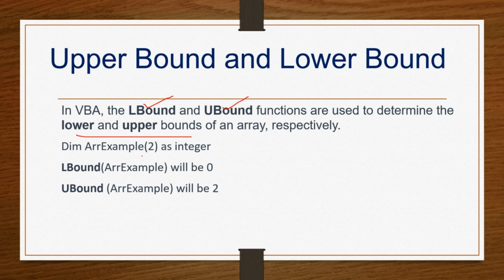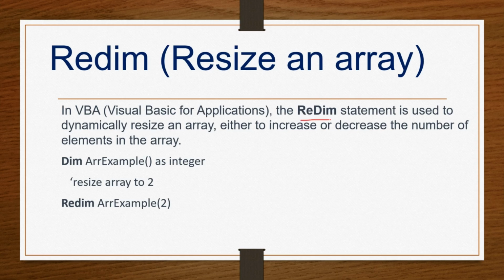So in this example, where I pass the size of this array as 2, that means there will be a total of 3 elements in this array. So the first index of the element will be 0 and the last index of the element will be 2, right? The ReDim statement is used to dynamically resize an array, either to increase or decrease the elements of the array.